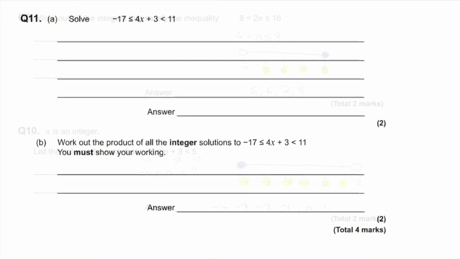Okay, so it's those. Question 11, -17 is less than or equal to 4x plus 3, which is less than 11. Slightly more complicated in the middle, got two steps to make it just x. First, take 3 away from every part. That's going to give me -20 is less than or equal to 4x, which is strictly less than 8. And then dividing everything through by 4, I'm going to get -5 is less than or equal to x, which is less than 2. Now this question doesn't want us to faff around with finite integer values, so that's just my final answer. -5 is less than or equal to x, which is less than 2.